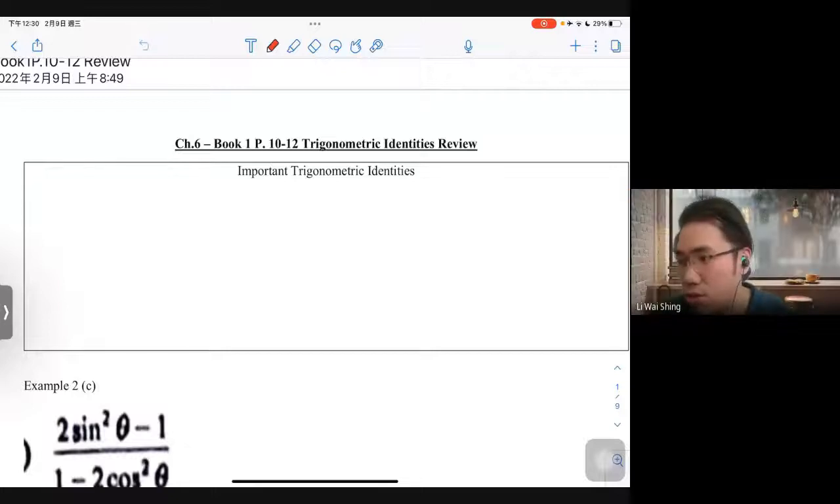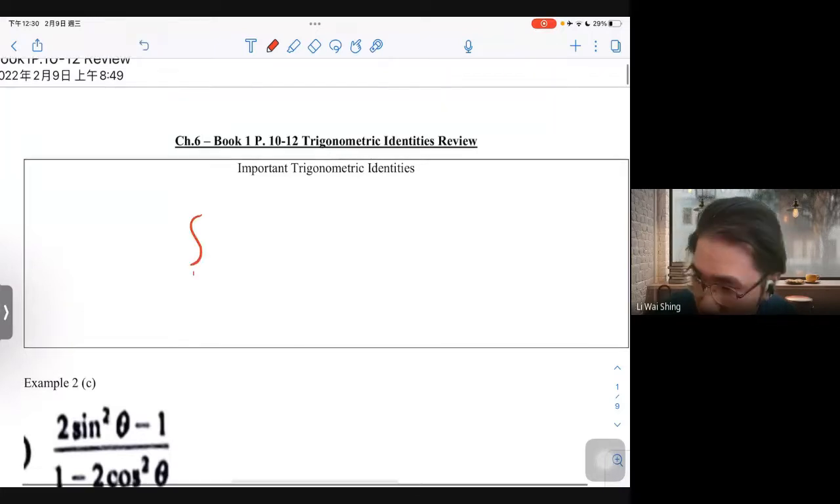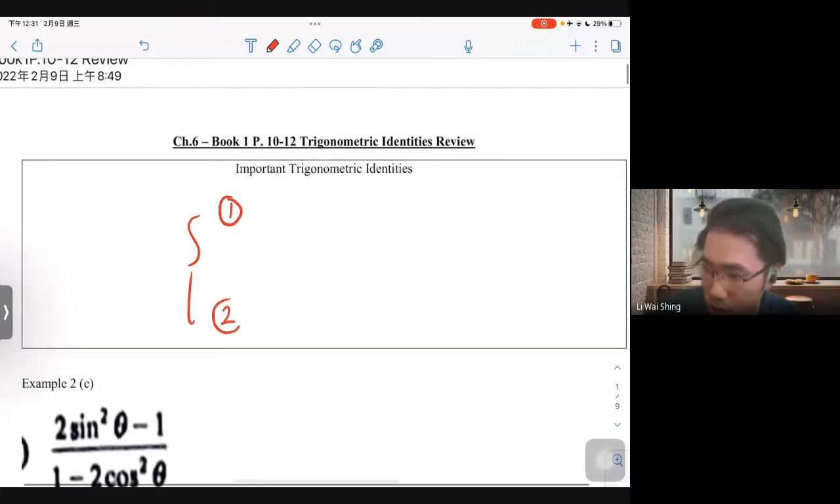About the trigonometric identities. Okay, there are a total of 2 identities we have learned. Okay, can anyone tell me the first one? The 2 identity, give me one.